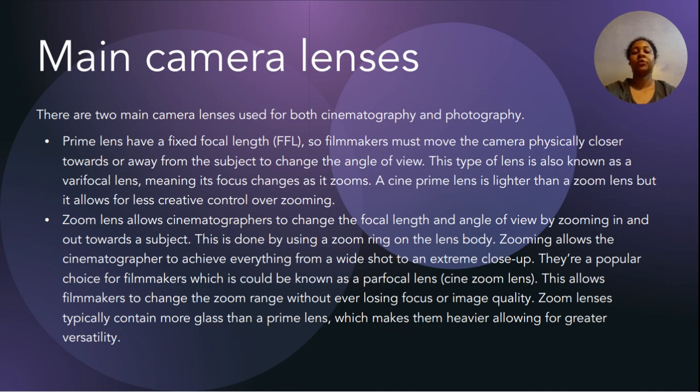The zoom lens allows cinematographers to change the focal length and the angle of viewing by zooming in and out towards the subject. It's done by a zoom ring, and it gives you the flexibility of how close you allow the subject to be without ever losing the focus. You could do an extreme wide or an extreme close up. So it's greater flexibility, basically. I wouldn't say no restriction, but it's less restrictive.